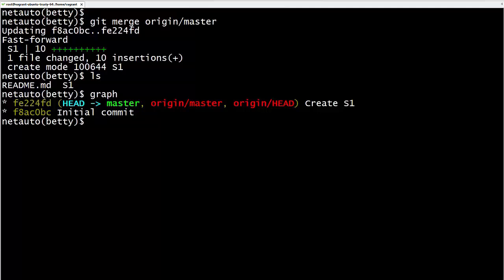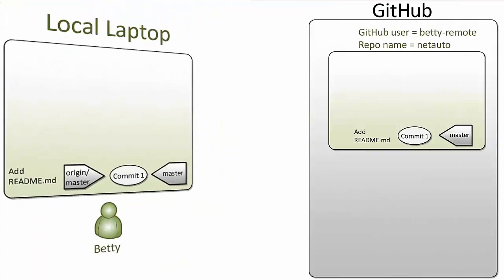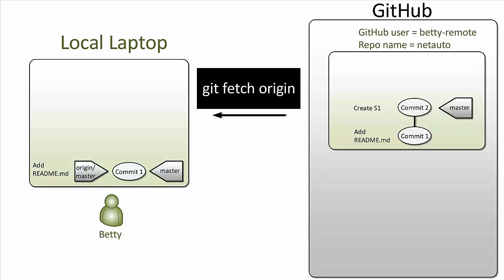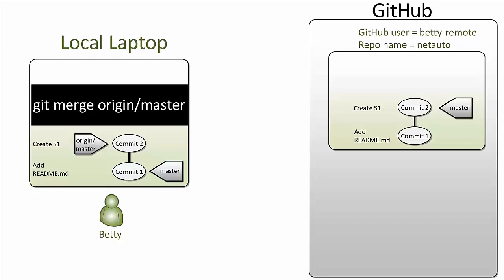Let's quickly review what we did. We added the file S1 in GitHub and committed that. Our local system was not aware of the change until we ran git fetch origin. After running git fetch origin, our remote tracking branch origin/master advanced to the second commit. We then integrated this new commit into our local work by running git merge origin/master.